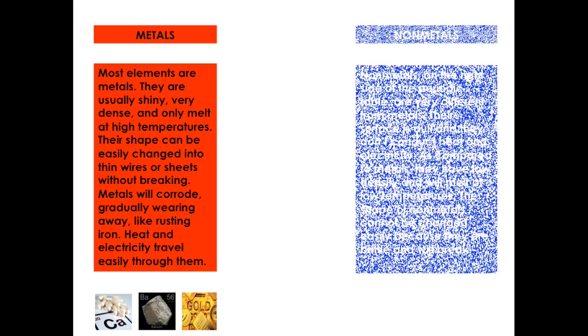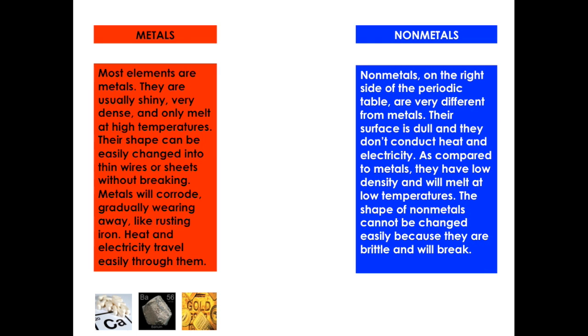At the very right of the periodic table, you'll find the nonmetals. And they're very different from metals. Their surface is dull and they don't conduct heat or electricity. As compared to metals, they have low densities and will melt at low temperatures. The shape of nonmetals cannot be changed easily because they are brittle and will break. Examples are fluorine, oxygen, and helium.